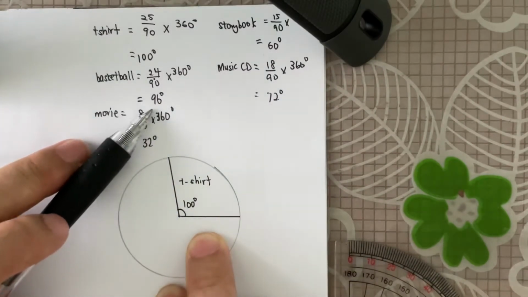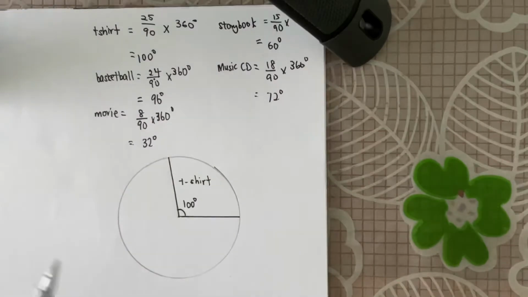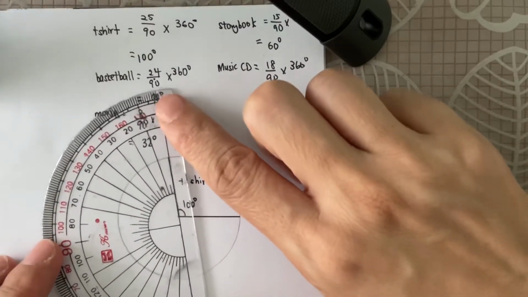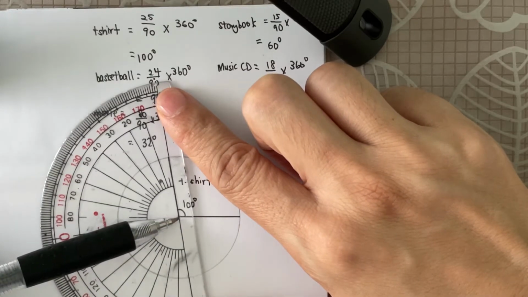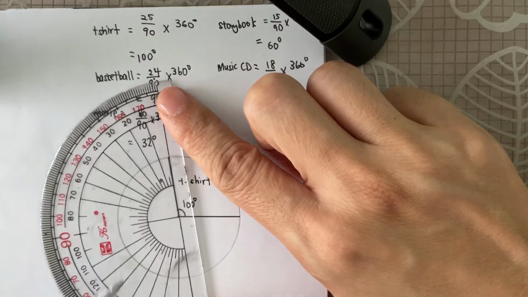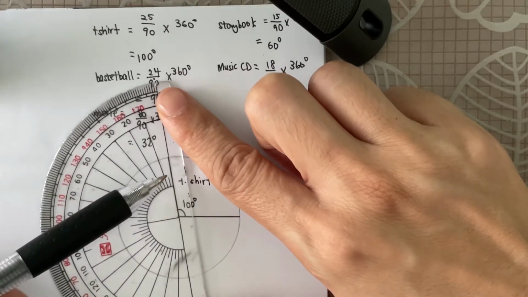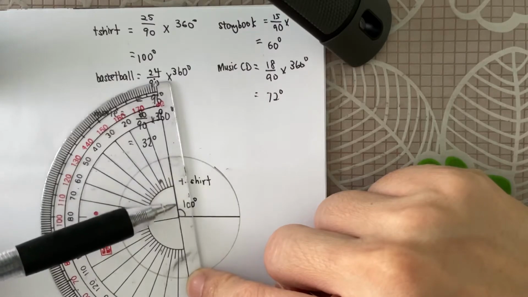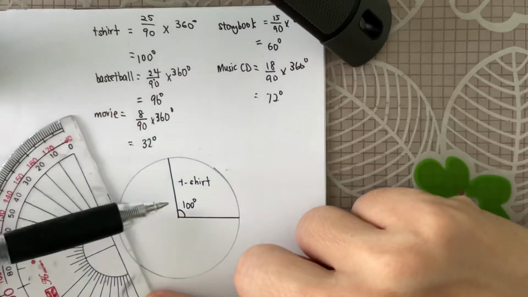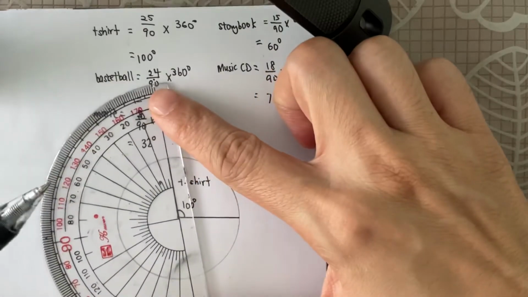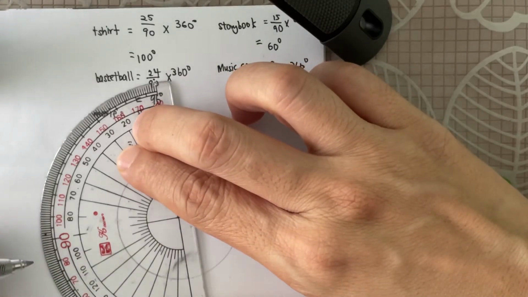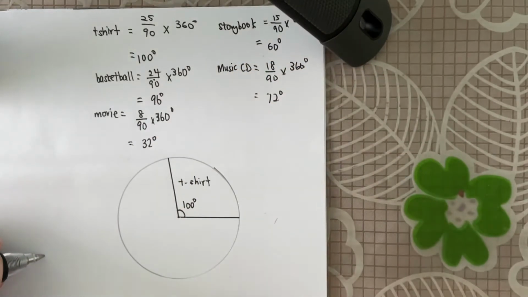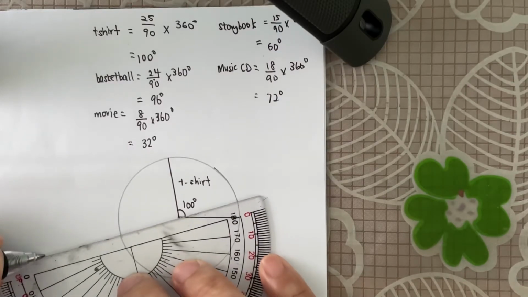Okay, following it, I'm going to measure 96 degrees. So what I could do is reposition my protractor. Okay, the center is where the point of the circle is at. Make sure that the side of the protractor is aligned to this line over here on the circle, and I'm going to measure 96 degrees. Okay, this is 96 degrees. I'm going to draw a line.